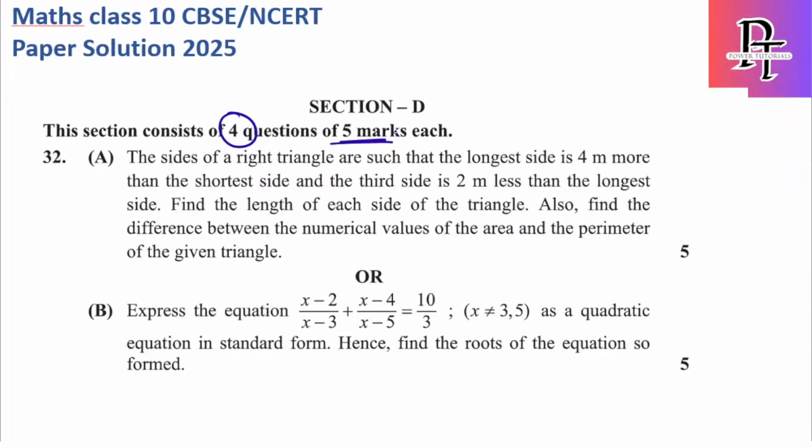A part. The sides of a right angle triangle are such that the longest side is 4 more than the shortest side, and the third side is 2 less than the longest side. Okay, so let's solve A now.